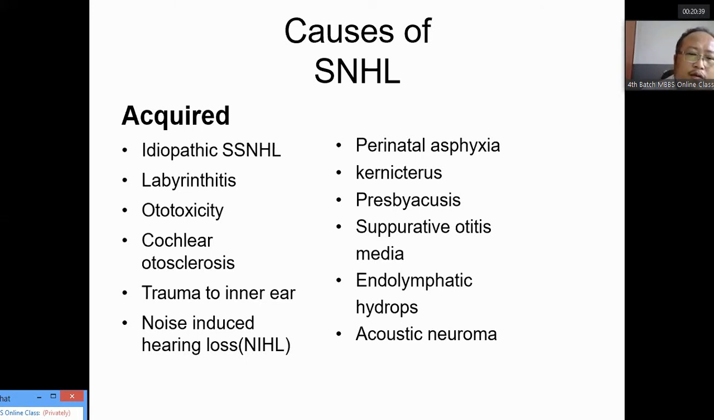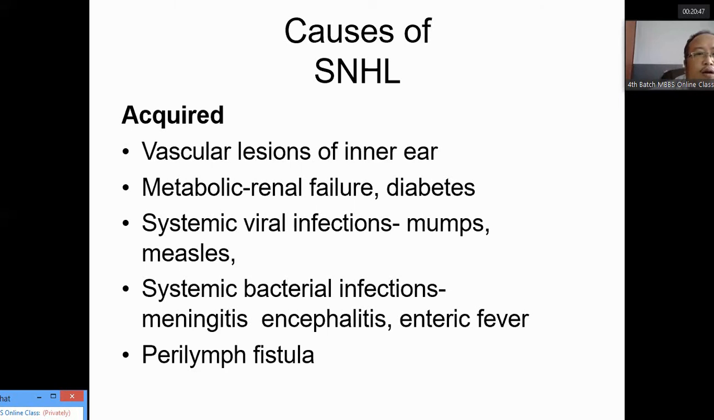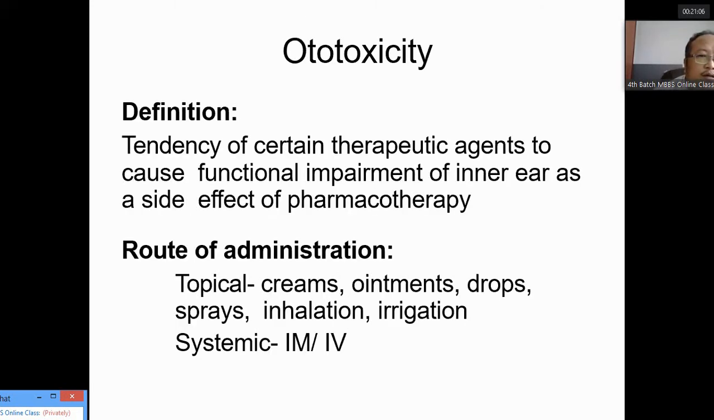Presbyacusis is also known as age-related hearing loss. We'll be discussing it in later slides. And acquired causes that are less common would be vascular lesions, or systemic problems like renal failure and diabetes. Again, systemic viral infections like mumps, measles, meningitis, encephalitis, or ear problems like a perilymph fistula. A few important causes of sensorineural hearing loss might be ototoxicity. We'll be discussing that now.